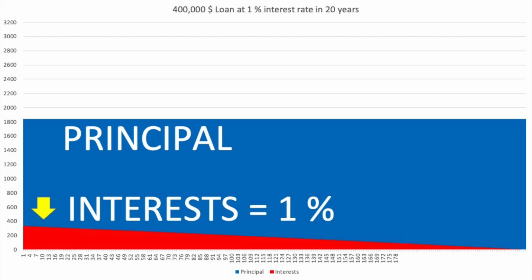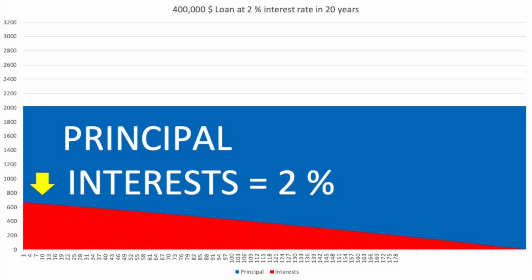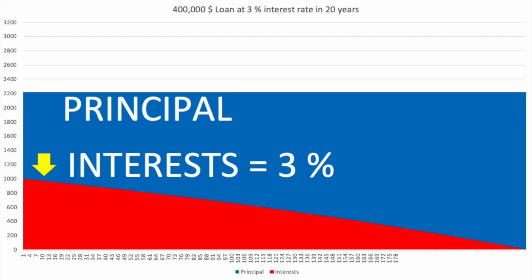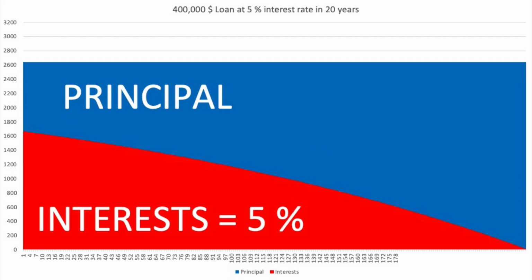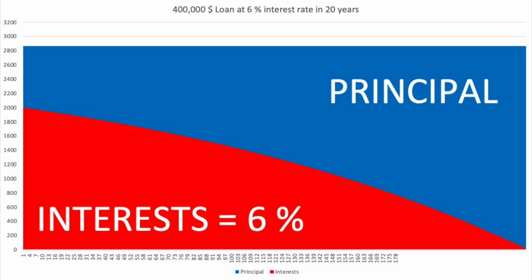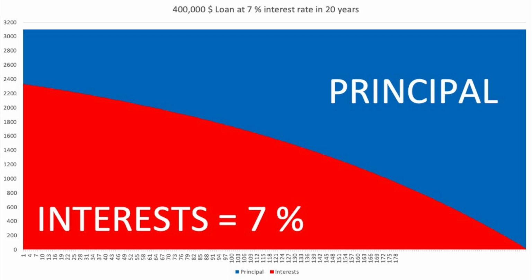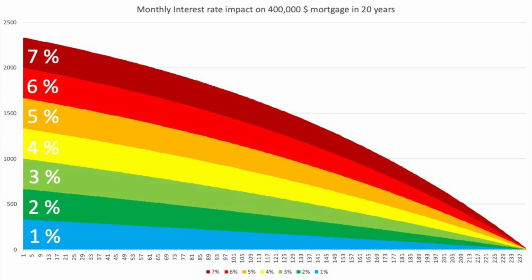Here the 1% scenario. Here 2% scenario. Here 3%, 4%, 5%, 6%, here 7%. If we have a look only at the interests, during the first years we pay a higher interest quota than in the last years.